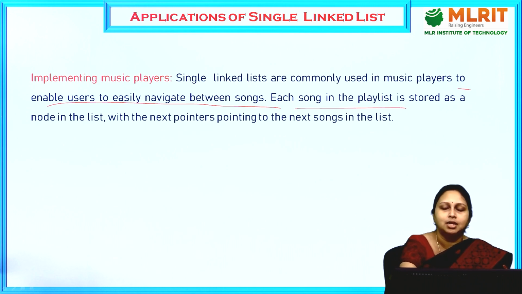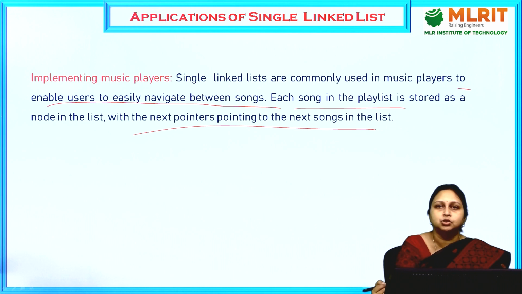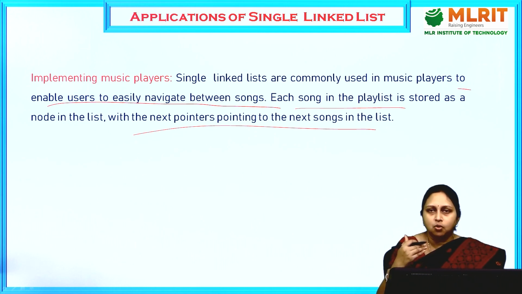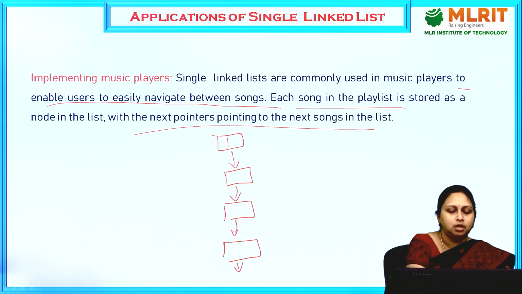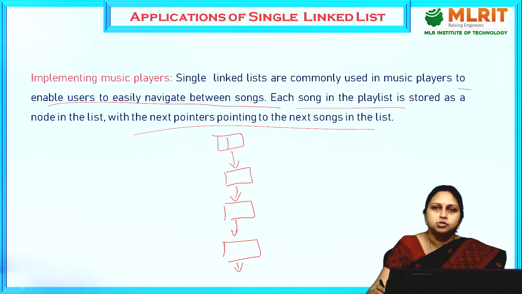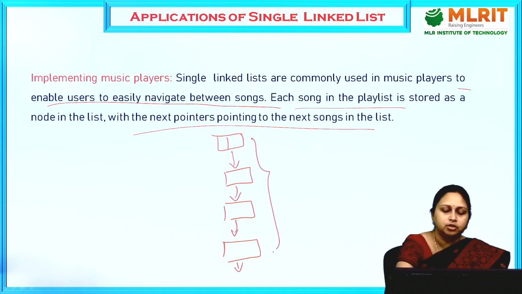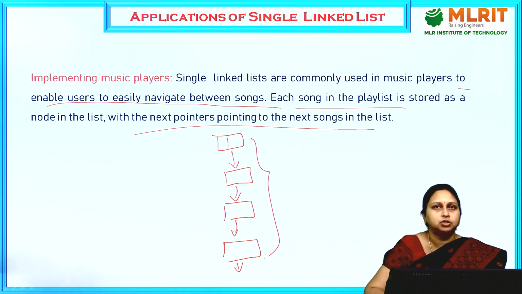Each song in the playlist is stored as a node in the list. It will be stored with the next pointers pointing to the next songs in the list. Immediately after completing the first song, it will move on to the second song. Then after completing the second song, it will go for the third song. In this way, you can listen to continuous songs, up to however many songs you have stored in the list. In the continuous fashion you can store them. This is one of the applications you can see.